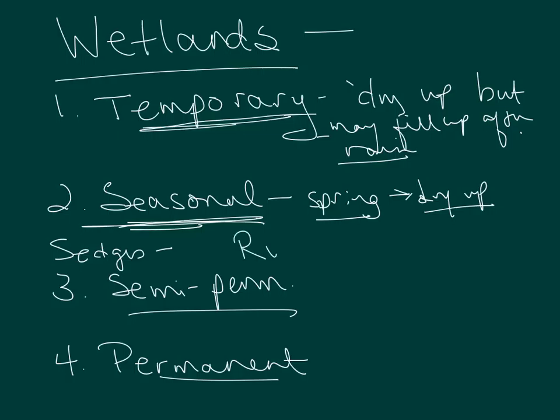So the sedges and rushes are the 2 types of vegetation, and excuse my handwriting here. Your seasonal ones, they can plant them, but they're usually used for pasture land or haying land, or for cattle to graze on.